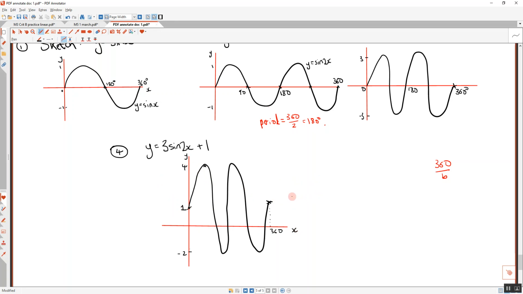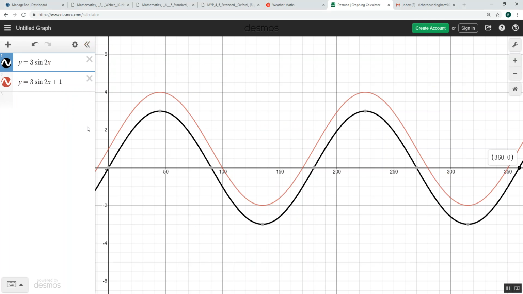Now look, you have to be able to draw these things. You have to be able to go from something like this to be able to sketch it. Some people will be able to do it in one go. I recommend splitting it up into maybe 2 or 3 different graphs. You know what these things do, you just need to be able to apply it. If I go back to here, the black one is sine 2x. The red one is 3 sine 2x plus 1. The whole thing has been shifted up 1 unit.